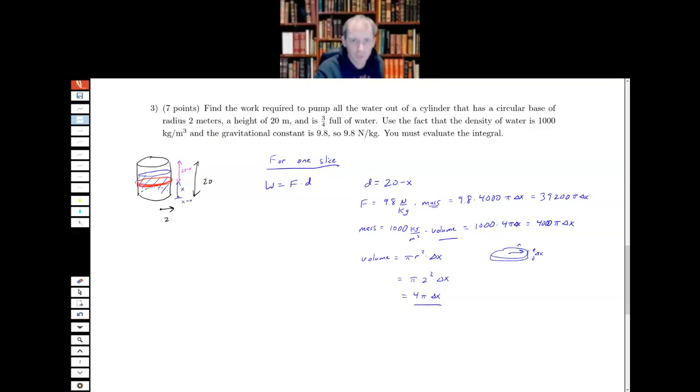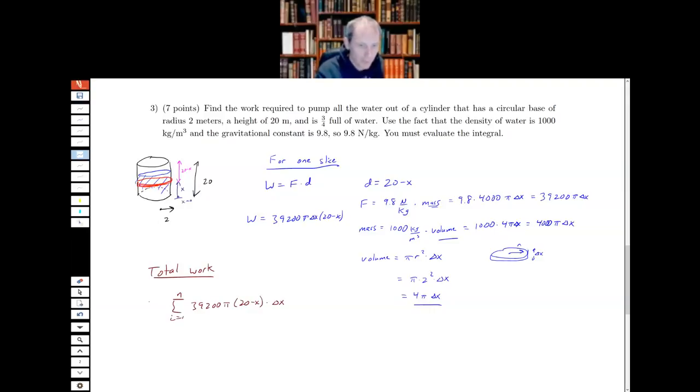Okay, and work is force times distance, right? So I'm going to take that and multiply by my distance, 20 minus x. Okay, so this is for one slice. So now the total work, I'm going to add up all of my slices, right? So we have that 39,200 pi. I'll just rearrange terms so that the delta x is at the end.